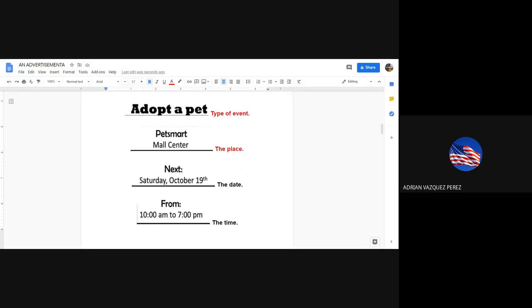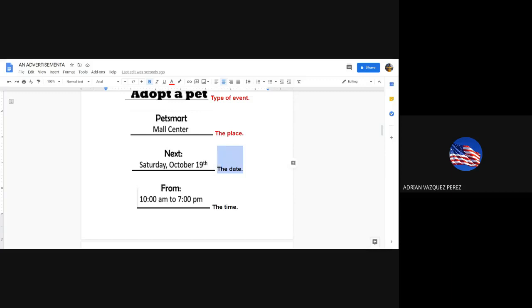The next part, it says next Saturday, October the 19th. That's what we said it is the date. Remember? Dijimos que eso era la fecha, ¿sí se acuerdan? We were talking about the days of the week, the months of the year, and the ordinal numbers in this case.